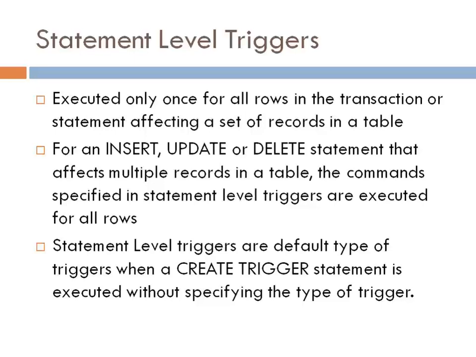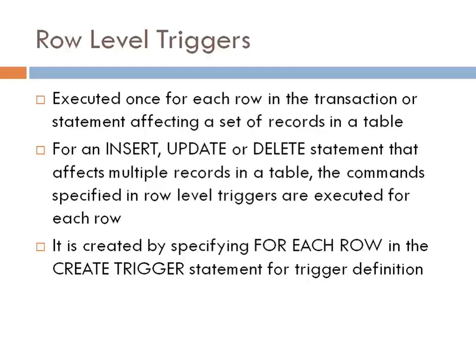Statement level triggers are the default type of triggers when a create trigger statement is executed without specifying the type of trigger. So when you don't specify whether it is a row level trigger, then automatically the trigger is considered as a statement level trigger, and whatever activity you have defined in the trigger will be done for all the affected rows in one shot.